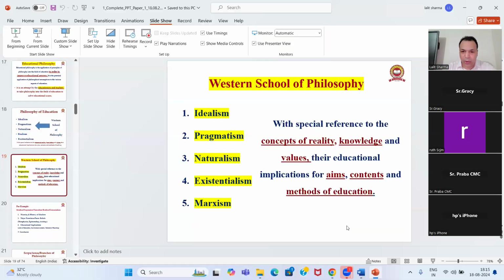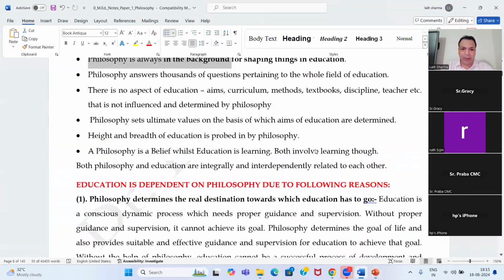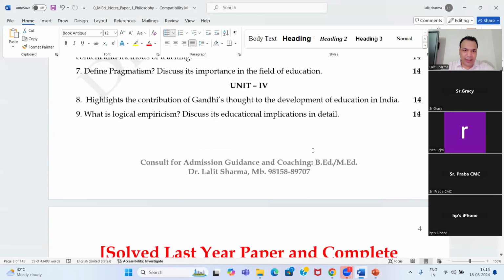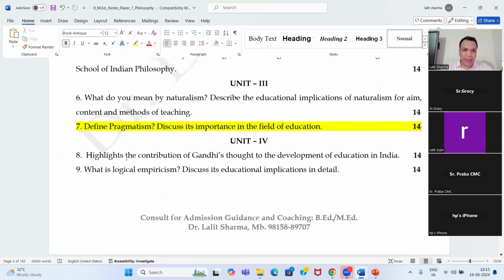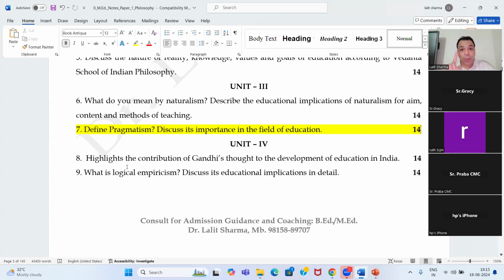Or otherwise, I show you the last year paper. Look, in the last year paper, it is written, look at the 7th question. What is the 7th question? Define pragmatism, discuss its importance in the field of education. What does it mean? Here, you have to talk about pragmatism and you have to talk about three things in the field of education, meaning educational implications. You have to talk about aims of education, curriculum, and methods of instruction.